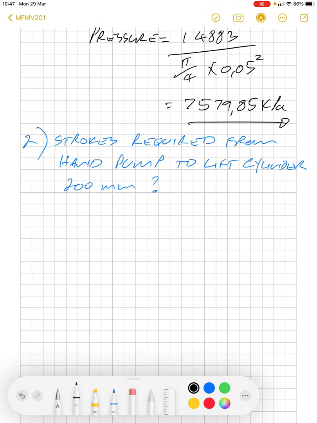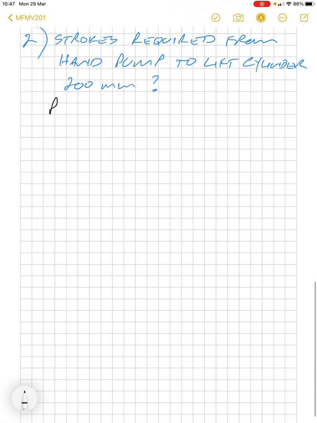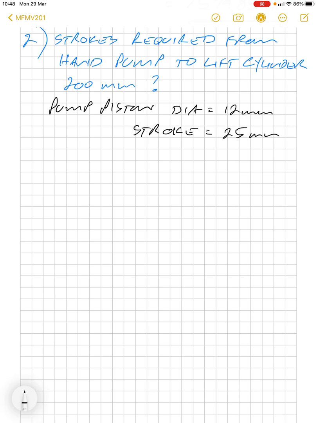Right, so our pump piston diameter is 12 millimeters. The stroke is 25 millimeters. So the volume delivered equals the volume received.